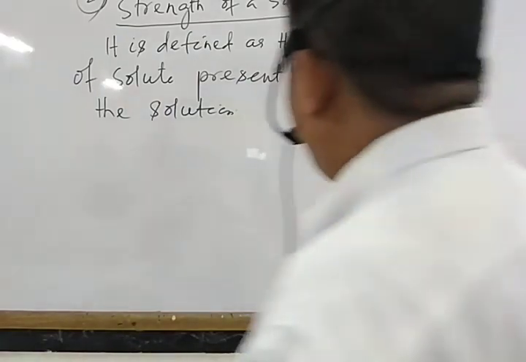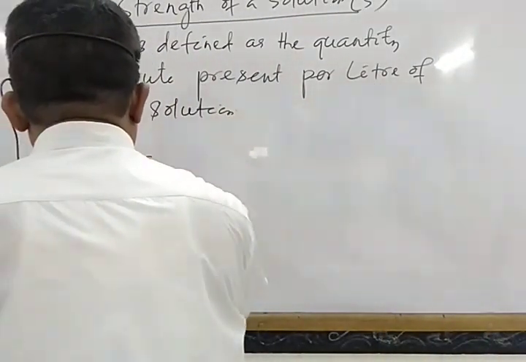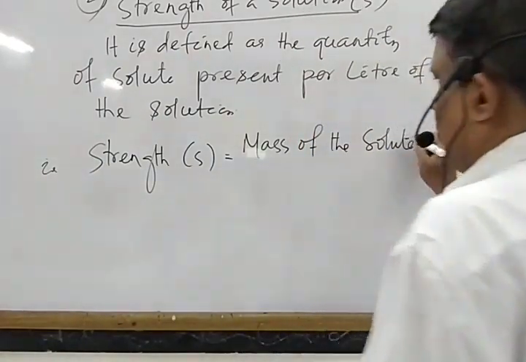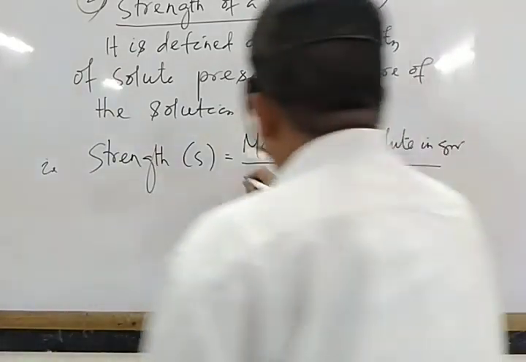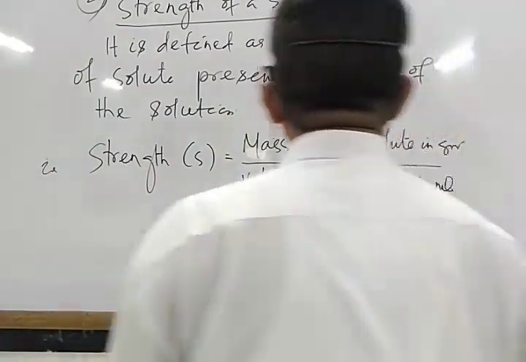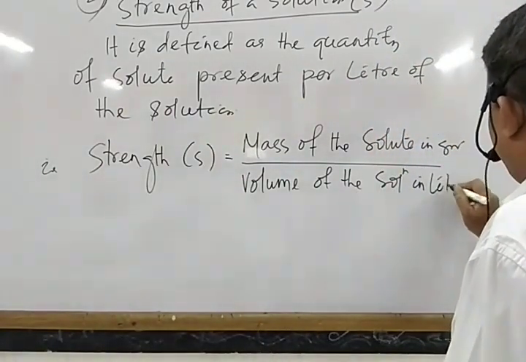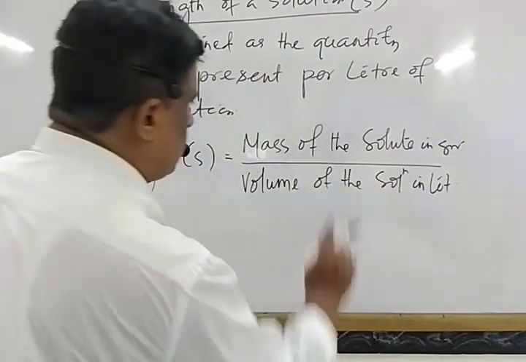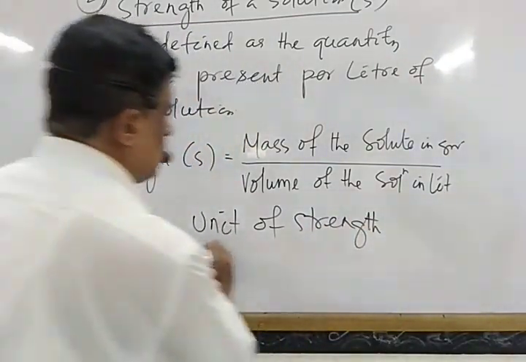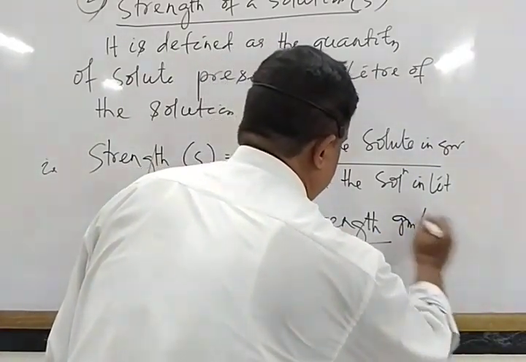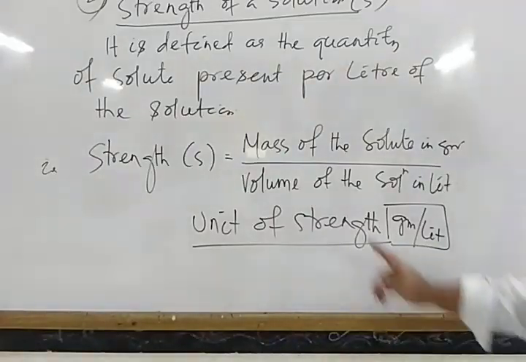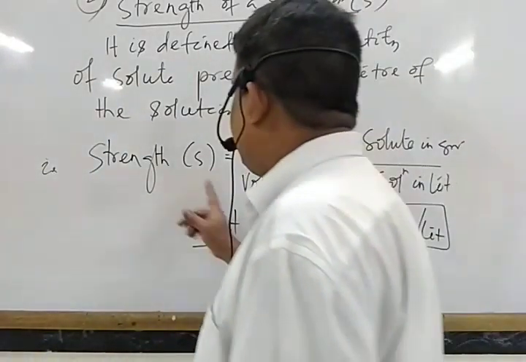Mathematically, strength, symbol S, is equal to mass of the solute in gram divided by volume of the solution. Volume of the solution we can write either in liter or in ml. So from this it is clear that the unit of strength is expressed in terms of gram per liter. Gram is the mass of the solute, and liter is the volume of the solution. So then it is known as strength.